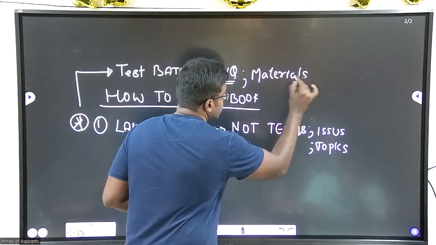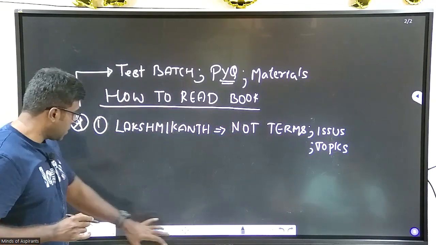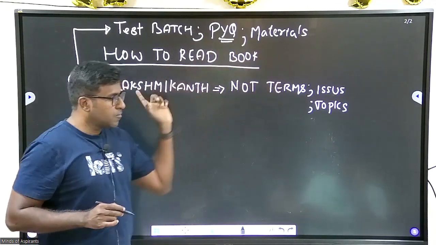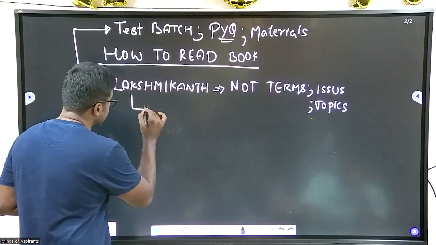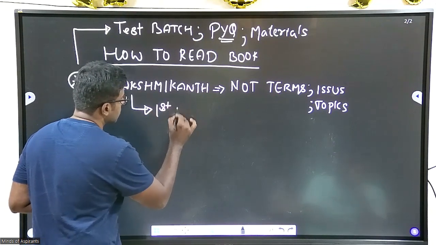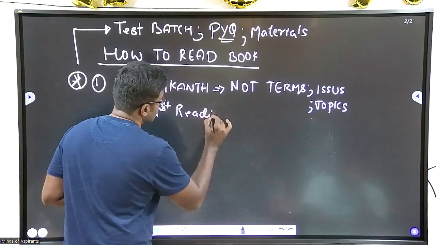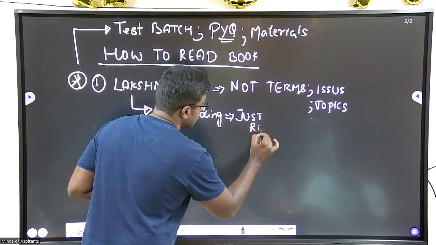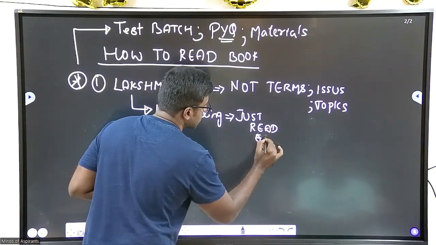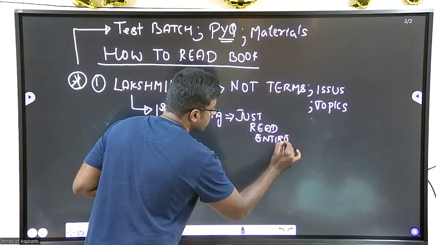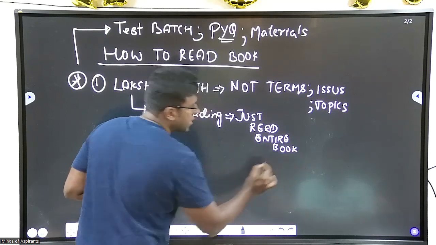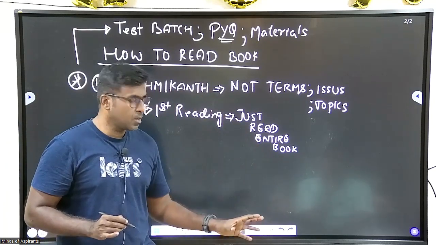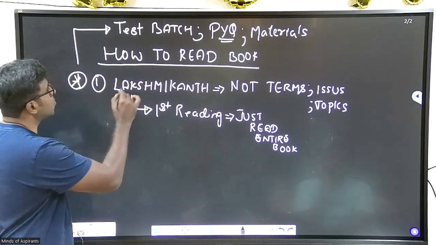When you are reading for the first time, do not think about all the above things. For the first time, this is called the first reading. You should just read the entire book. It is a very, very difficult and boring job, and this is also how you read a book.